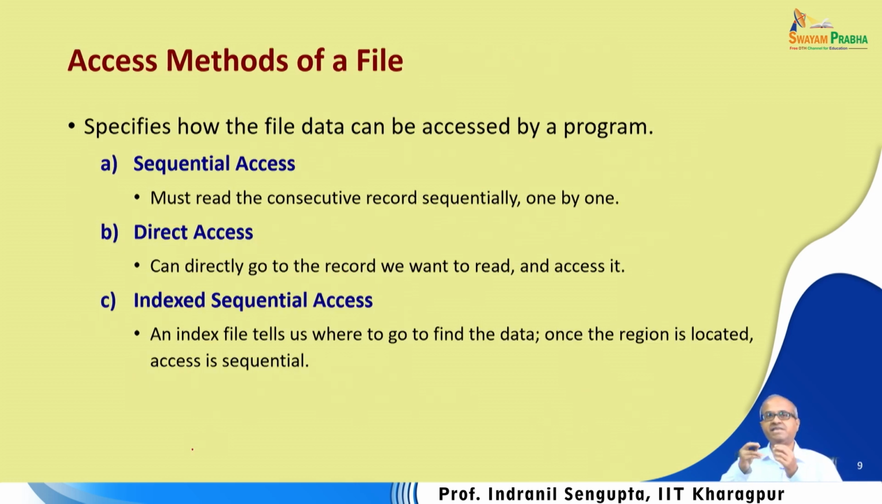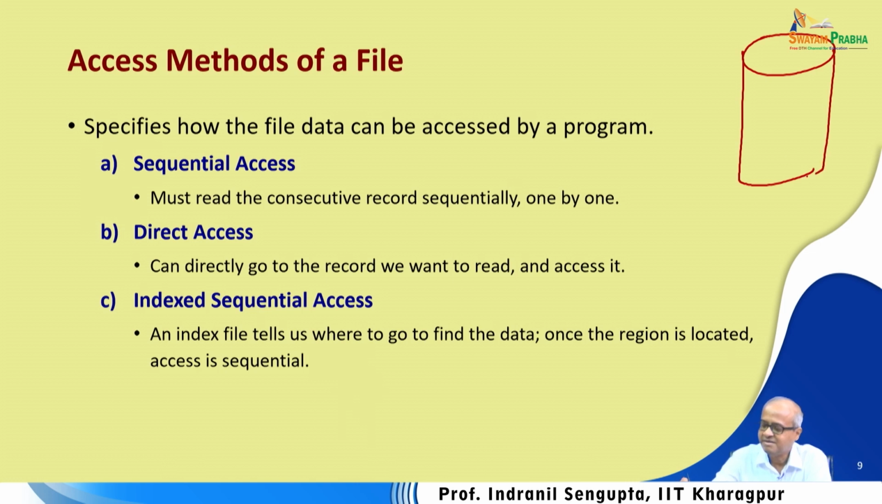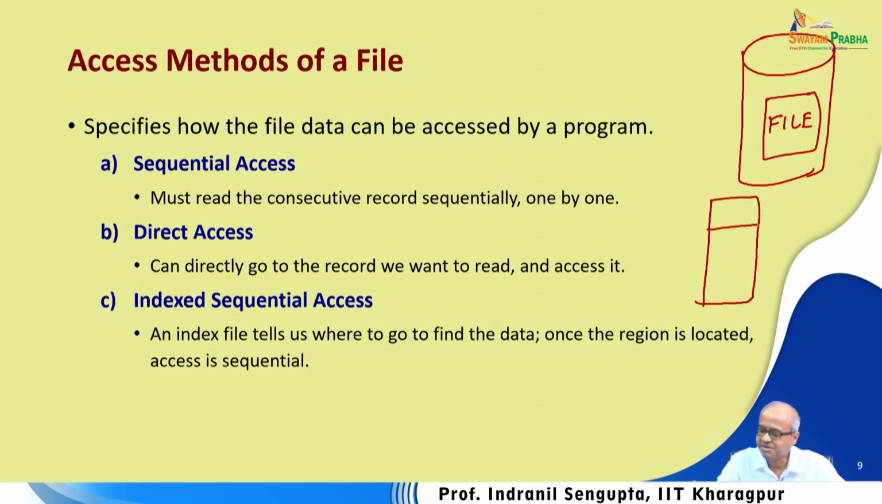Now, the other thing is access methods of a file. When you create a file on a secondary storage, let us say a disk, inside the disk there is a file. I have stored a file in a disk. Now, the question is how do I access the data in the file? As I told you, the file can be large, there can be several blocks in the file. These are blocks, block number 0, block number 1 and so on. And these blocks can be stored somewhere in the disk, need not be in one place.